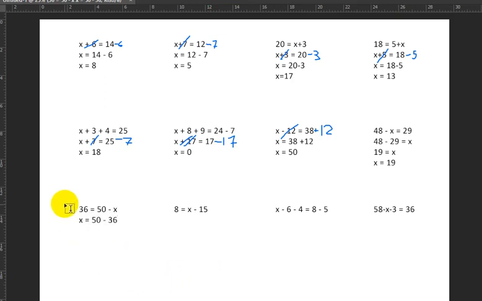What we did there is we simultaneously added x to both sides and subtracted 36 from both sides. So the 36 got canceled out over on this side. We get minus 36 on this side, like so. And then we add x, so it cancels out with this minus x, and we get plus x over on this side. So x is equal to 50 minus 36, which means that x is equal to 14.